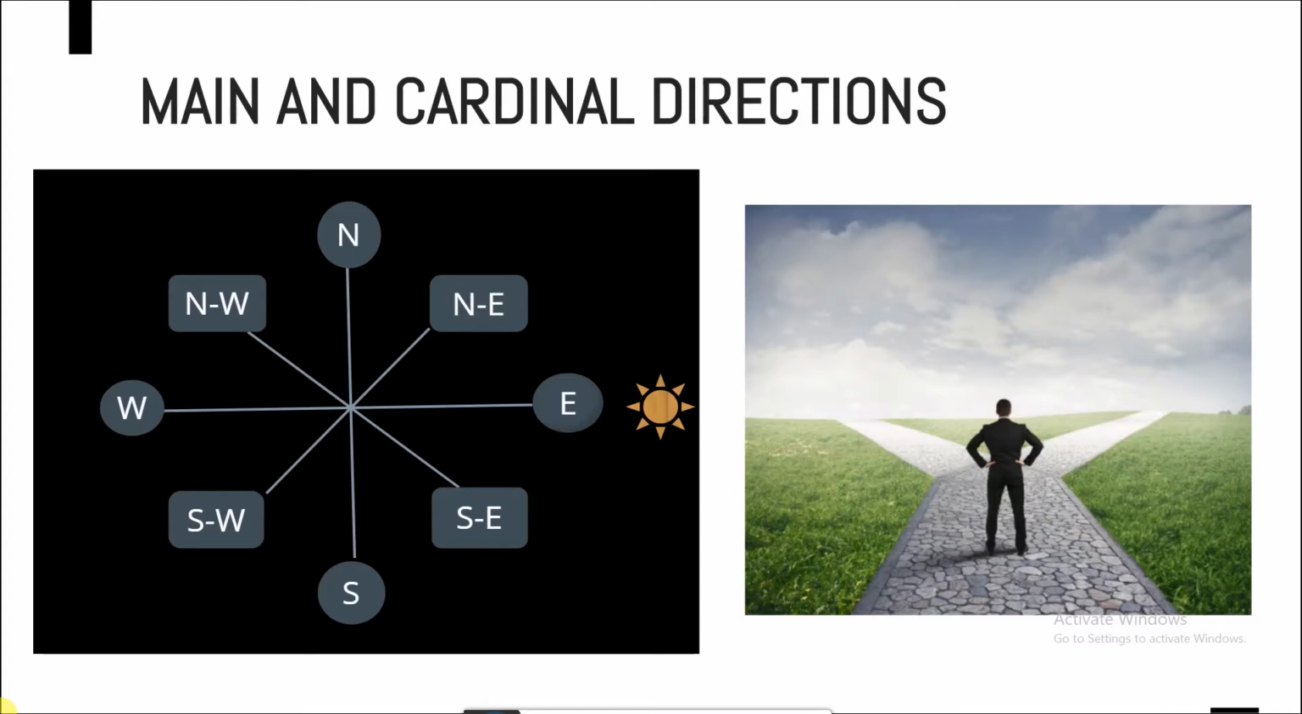We assume that in front of us the direction is north, behind us is south, to our left is west and to the right is east. Also we know that the sun rises in the east and sets in the west. When a person faces the sun, then in front is east and behind is west. To the left will be north and to the right is south.